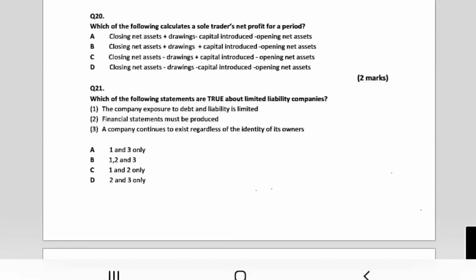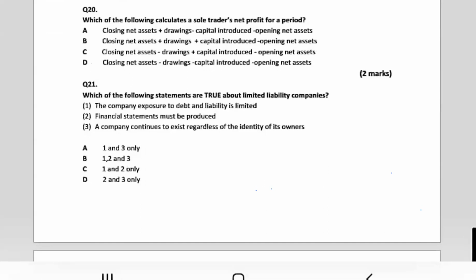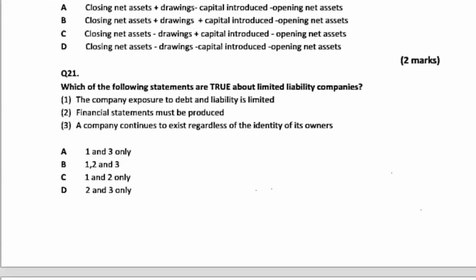Okay. So I think that's the correct answer, sir. Which one is the correct answer? 2 and 3, I didn't see the part where it says the exposure to debt. The company's exposure to debt and liability is limited. Okay. Thank you. So check number one, don't just look at the statement. The company's exposure to debt and liability is limited.